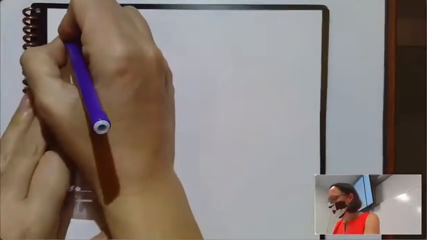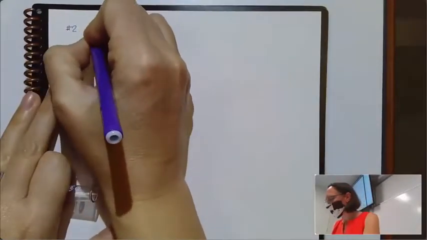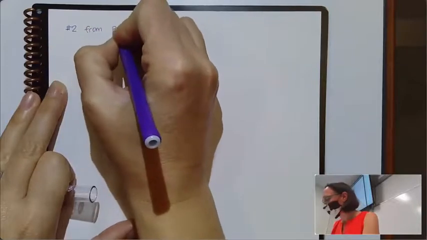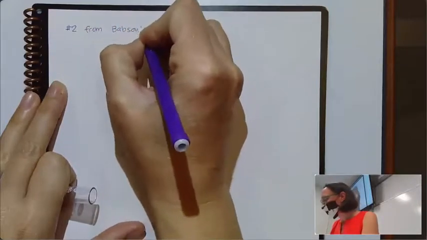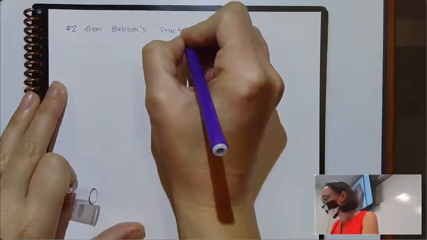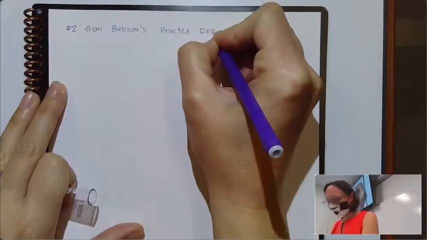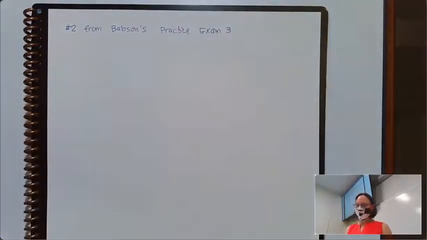So instead of an optimization problem, we'll start with the related rates problem, but we'll get around to the other fun word problems. So this is number 2 from the practice exam 3.